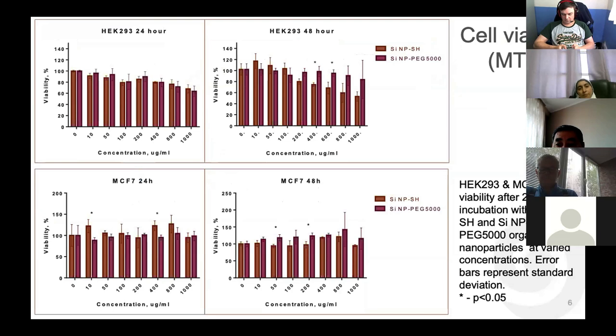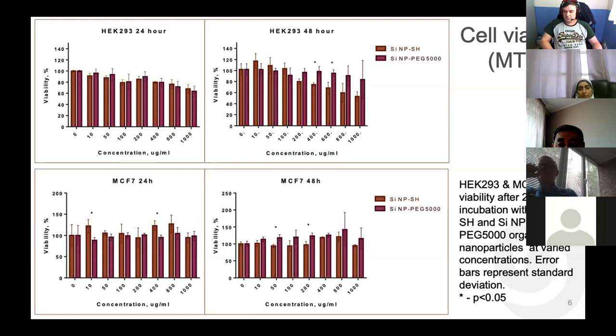One of the main techniques to evaluate the cytotoxicity of any material is the MTT proliferation assay. MTT is a yellow substance which is reduced to purple insoluble formazan crystals in mitochondria, and this gives us the number of viable cells. So this method is directly related to the number of viable cells. We use two cell lines.